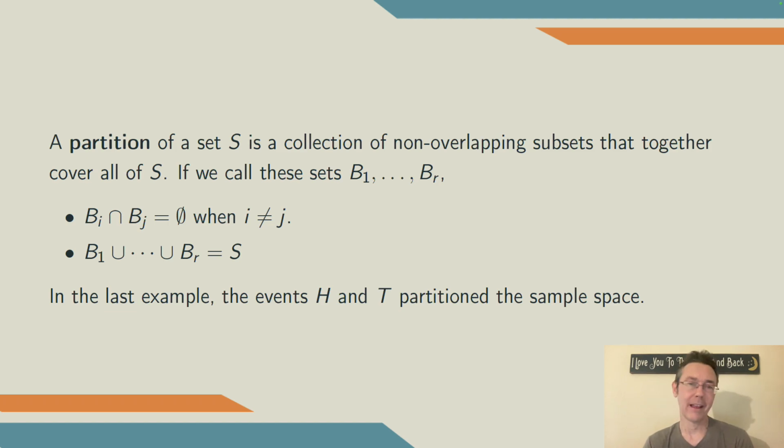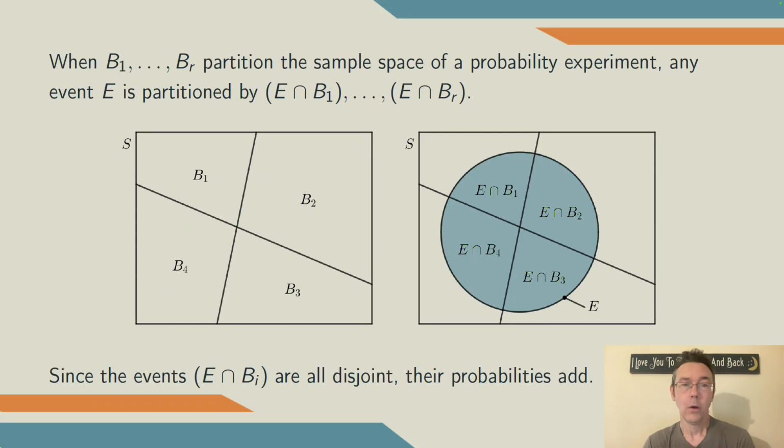A partition of a set S is a collection of non-overlapping subsets that together cover all of S. If we call those sets B1 up to BR, then the intersection of any two of those B's is going to be the empty set, assuming that the two B's are different from one another. And the union of all of them together is the sample space, S. In the last example, the events H and T, a head on the coin and a tail on the coin, partitioned the sample space.